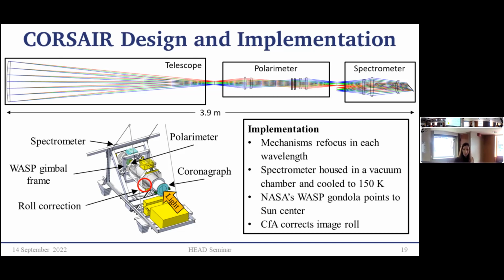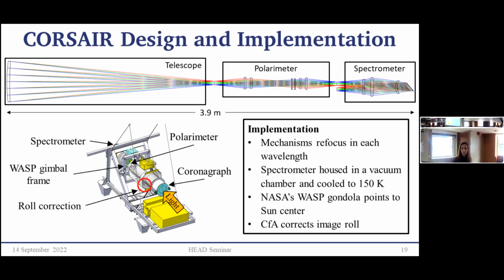NASA Wallops is building the gondola for us. This is a model of the design so far. It's a really complicated instrument that doesn't translate immediately to space because there are a lot of mechanisms. It's a refractive instrument, with mechanisms to refocus at each wavelength. We have a vacuum chamber up there, again because we have a cryogenic spectrometer measuring out to 4 microns. And then the gondola itself does the pointing for us, so that's nice. We don't have to worry about that.